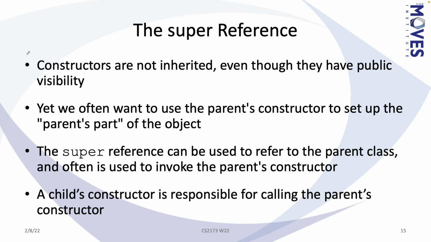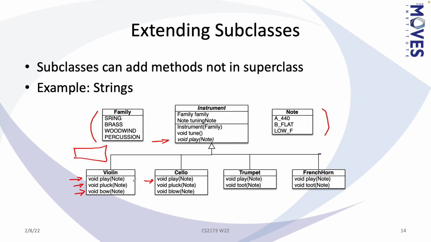It's important to understand how this works with respect to constructors. Constructors are not inherited, with a little bit of a caveat on that, but at level one, constructors are not inherited. So in these subclasses, I should have put in a specific constructor. I should have said violin family, cello family, trumpet family, etc. But I didn't. I should have.